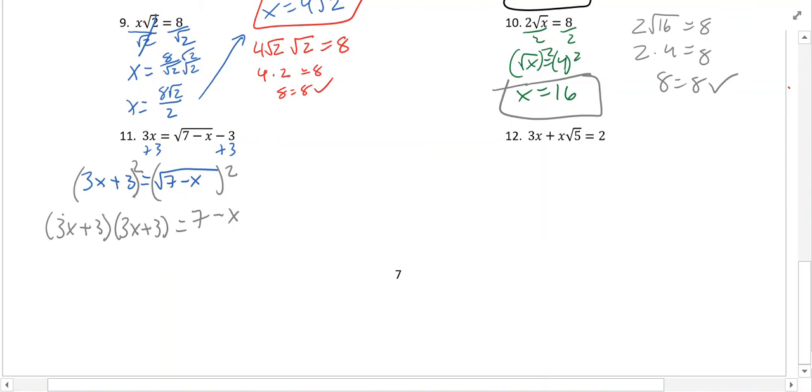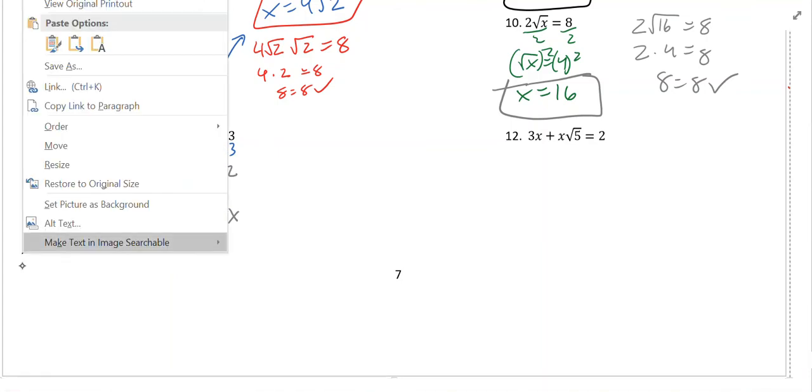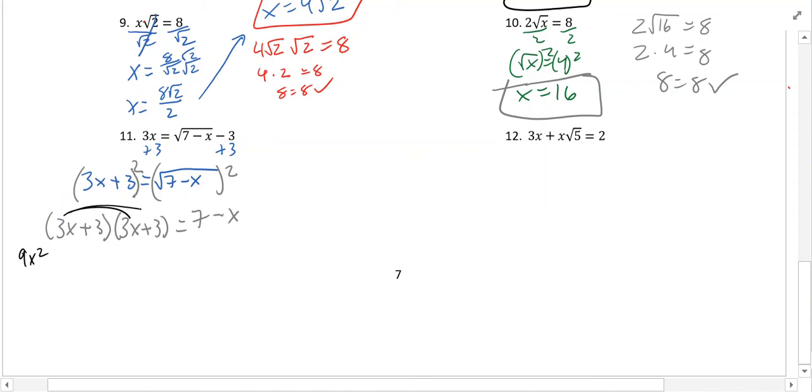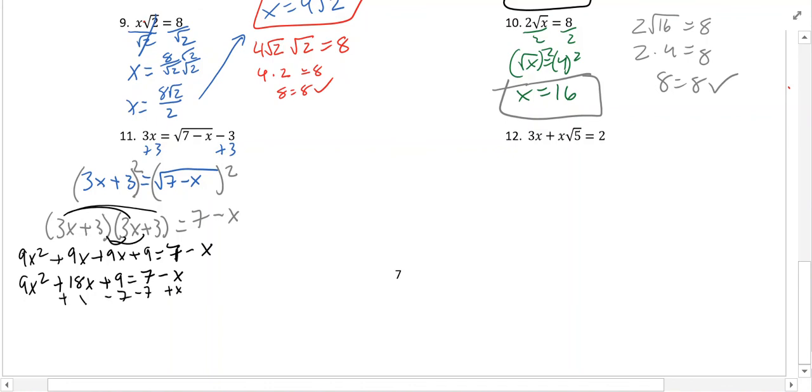So here, when I distribute, I'm going to get 9x squared, then plus 9x, plus 9x, plus 9 equals 7 minus x. Okay, so when we combine our like terms, we get 9x squared plus 18x plus 9 equals 7 minus x, which means we have to set it equal to 0 and factor it. So we subtract 7 from both sides and add x to both sides. So now we get 9x squared plus 19x plus 2 equals 0.